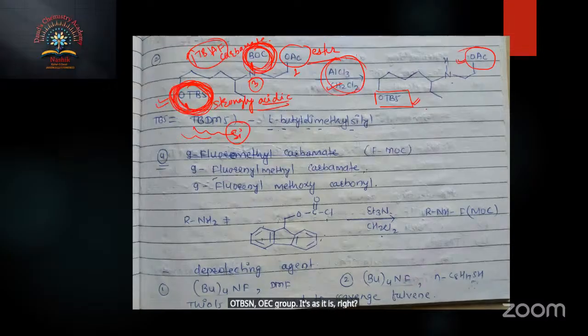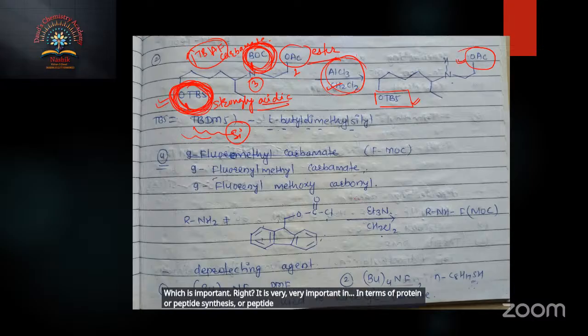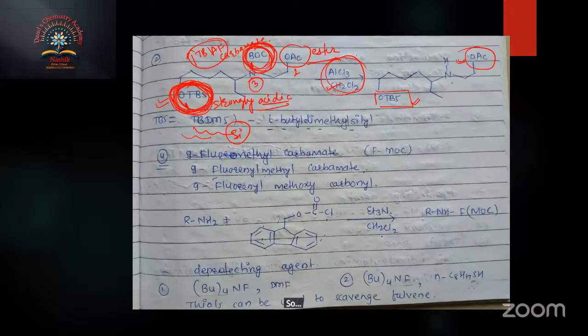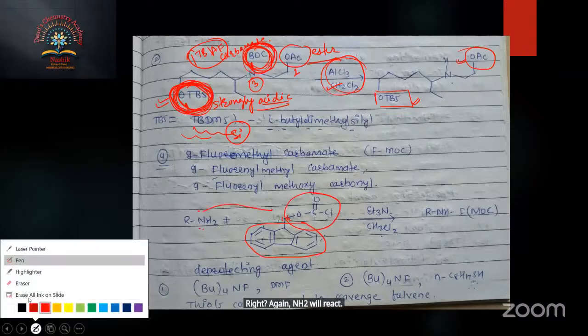Then next one is Fmoc, which is very, very important in terms of protein or peptide synthesis or peptide protection strategies. This functional group you can see, right? That's the fluorenyl group, and again methyl with OCOCl, right? Again NH2 will react over here.